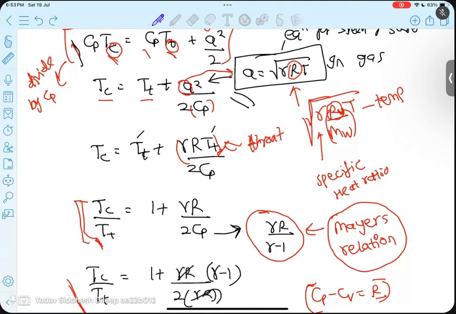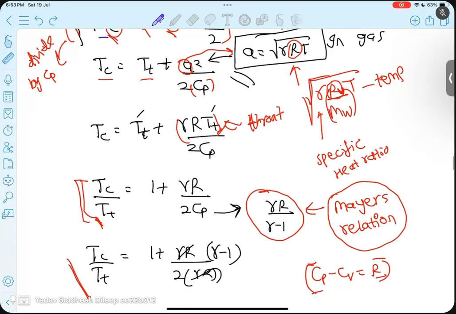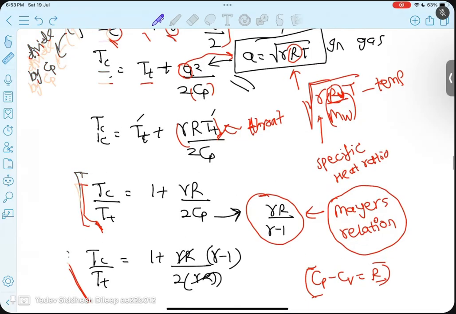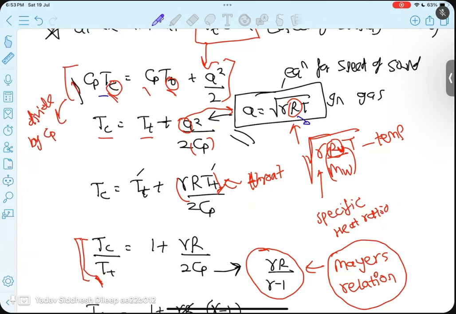You divide the equation by Cp as I already told you. So Cp will come in the denominator over here, and then you have this gamma RT. Tc equals Tt plus gamma RT by 2 Cp. Derivation is not a problem. Understand the process. Derivation you can go and look on your own and you can decide. And R is the specific gas constant. It is universal gas constant divided by molecular weight.